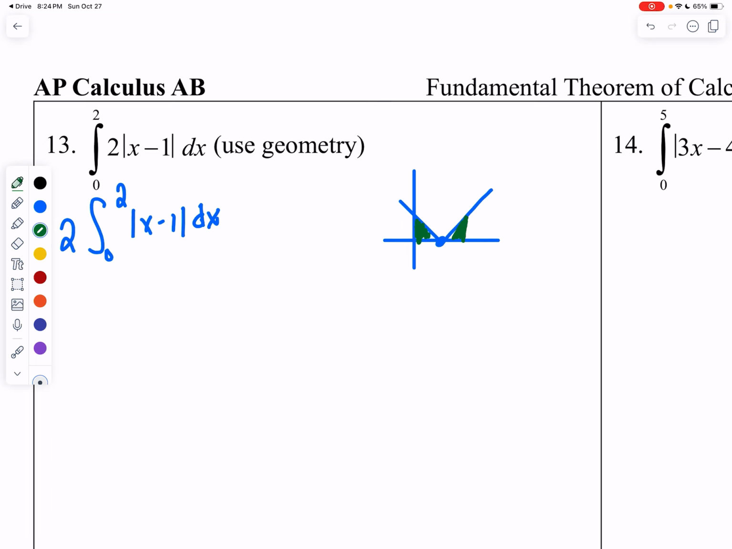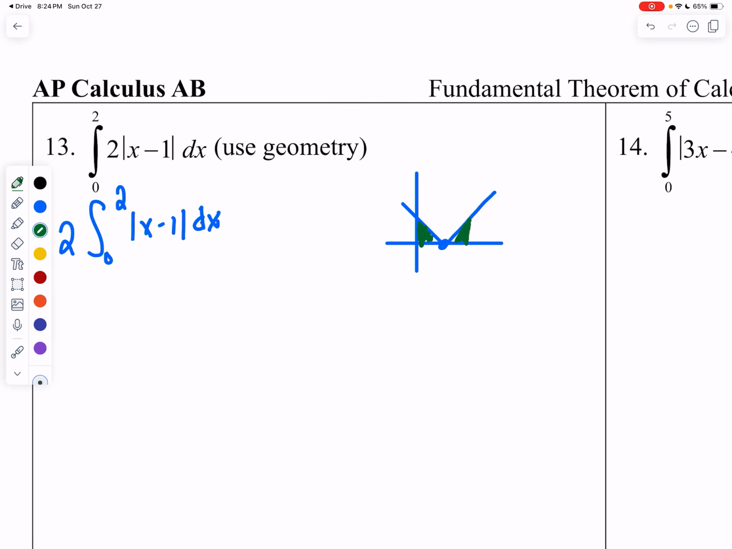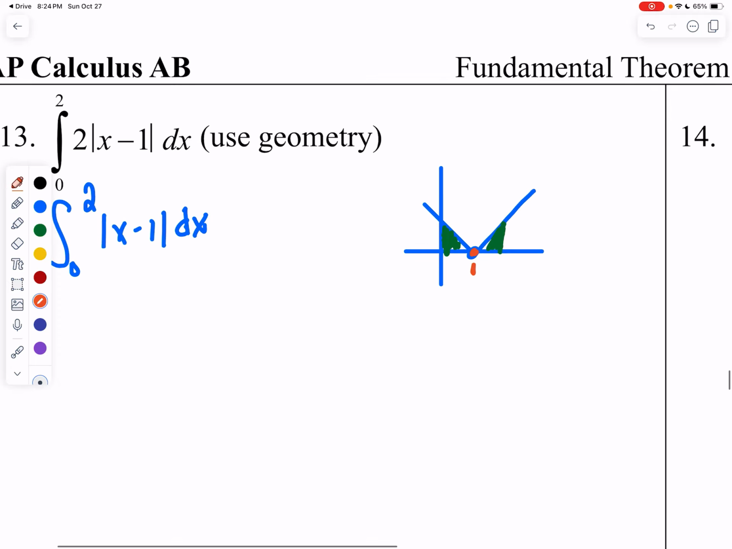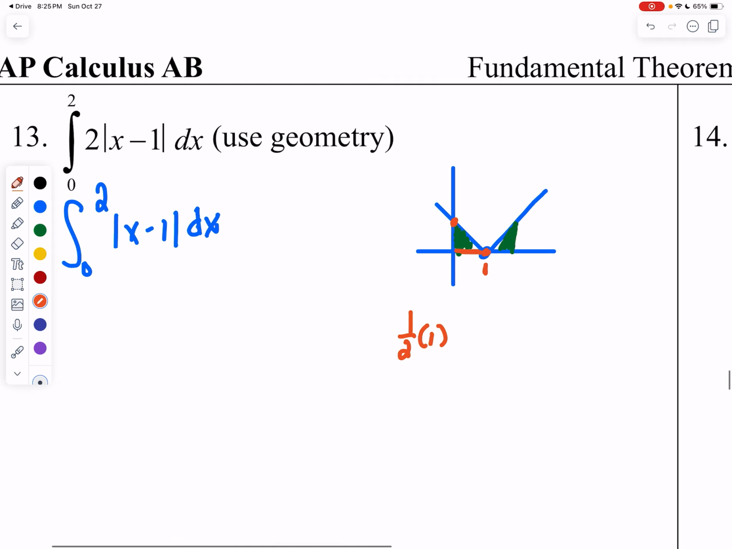So from 0 to 2, we've got to think about how I'm shifting the absolute value. My vertex is at 1 right here. So my length here is just 1. And then to find my height, I need to figure out what this is evaluated at 0. Now, if I evaluate this at 0, that's just going to be 1.